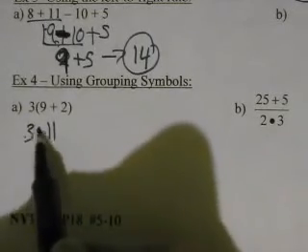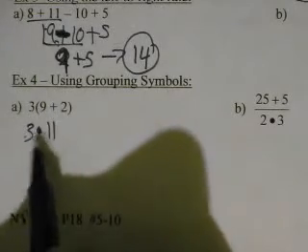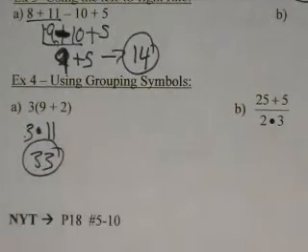Then we can multiply times 3. That's what this means, 3 times this stuff. 3 times 11 gives us 33, and we're done.